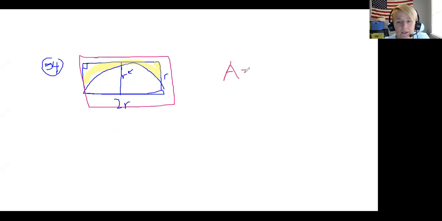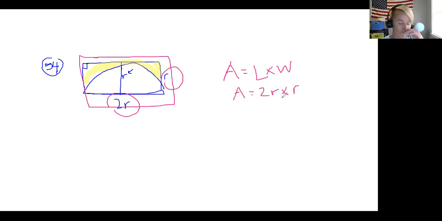So we know that for a rectangle, its area equals length times width. The length is 2r, and the width is r. So area equals 2r times r. Well, 2r times r is actually area equals 2r squared, because r times r is just r squared. Okay, so I've got the whole thing, and now all I need to do is figure out this half circle and get rid of it. So I just want to figure out what in the world is this? What's the area of this?